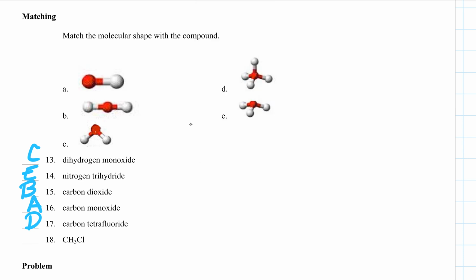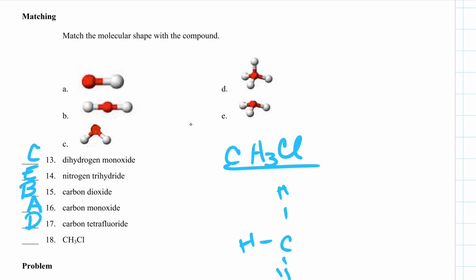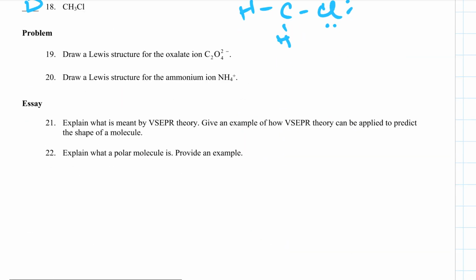Number 18 here, we have CH3Cl. Okay, that's chloromethane. Don't worry about the naming scheme for that. Just know how to draw the Lewis structure. Carbon in the center, hydrogens on 3 sides with the chlorine on 1 side. All right, so we've got 4 areas of electron concentration. It's going to look like D once again, that tetrahedral pattern. Okay, let's move on.